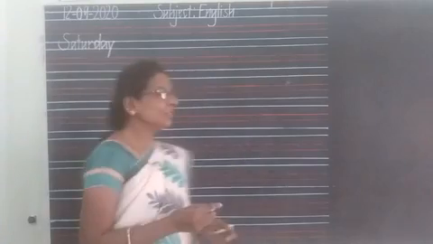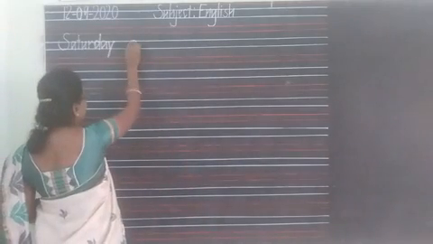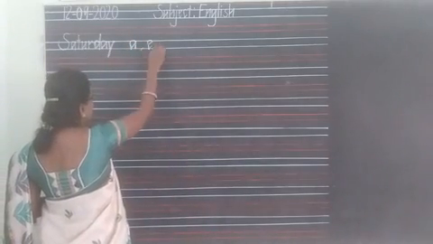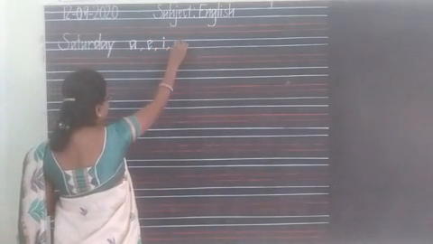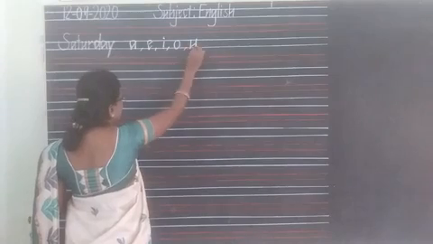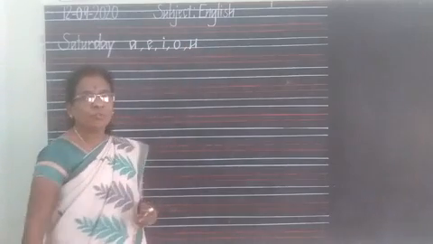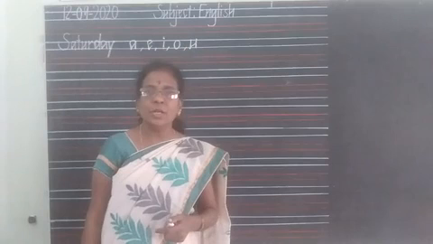Children, which are the vowel letters? A, E, I, O, and U. These are the five vowels.